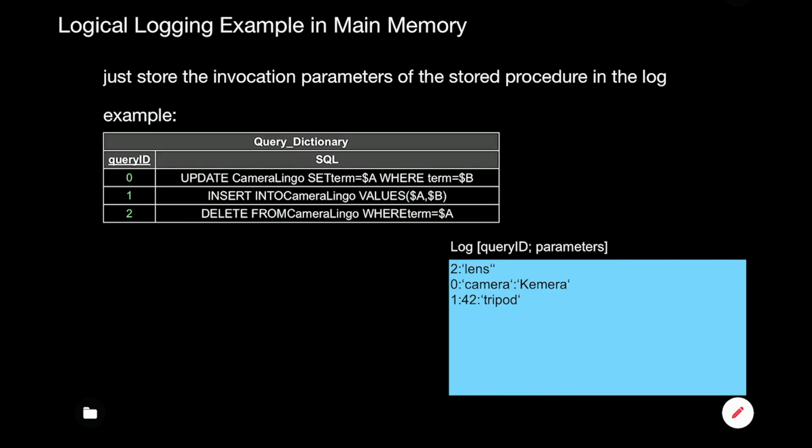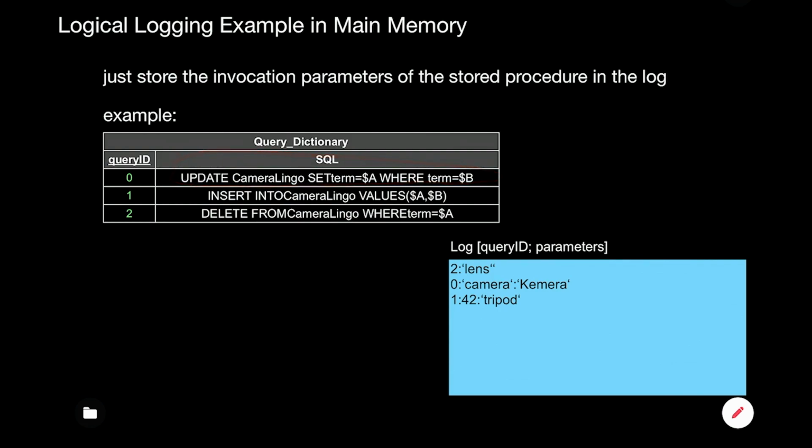Here's an example of logical logging in main memory. Here you just store the invocation parameters of a stored procedure in the logs. I'm not sure whether you recall stored procedures. In SQL, you can prepare a statement, which is also used to avoid SQL injection attacks. If you have a statement like updating a certain table and setting a certain attribute to a certain value, you have here 3 parameters. What you could do is pre-optimize that statement by preparing it. There's an extra command for that.